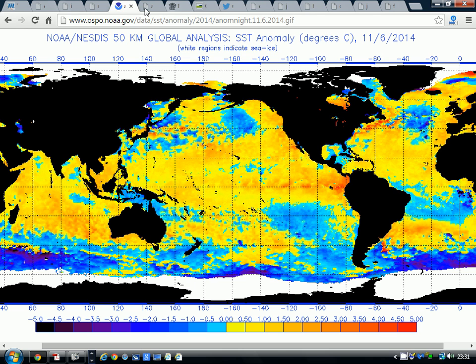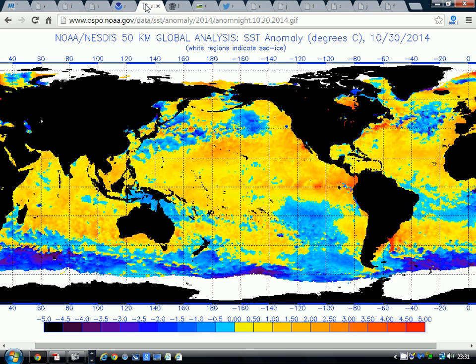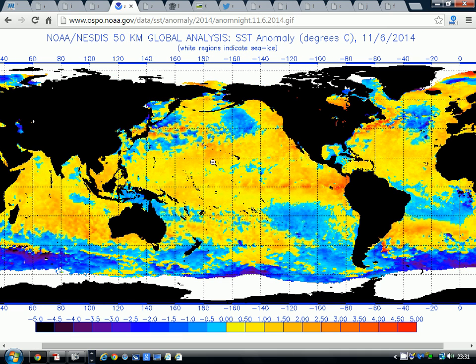If we go back, have a look at the situation on the last update, the 5th update, which I did last weekend, that was the situation then across the equatorial Pacific. Yeah, we have got some warming occurring. If we go forwards, have a look at the situation now, I think you can see, particularly in this central part of the equatorial Pacific, warming has occurred.